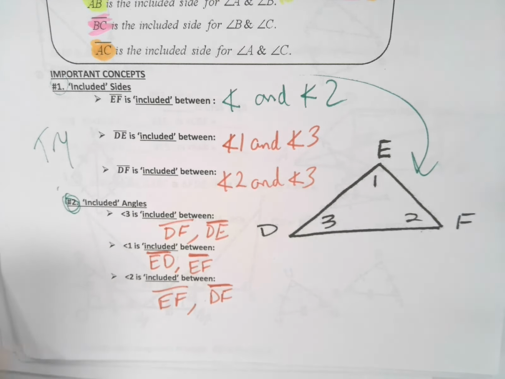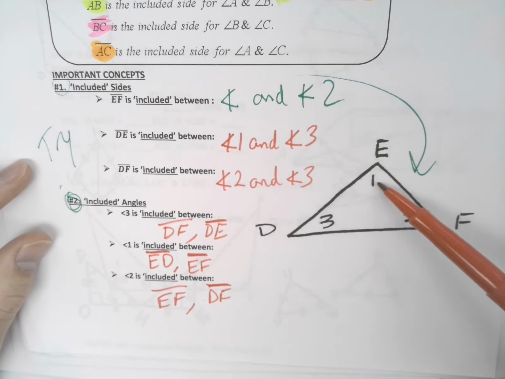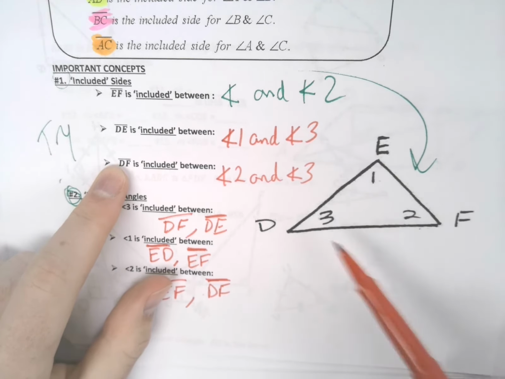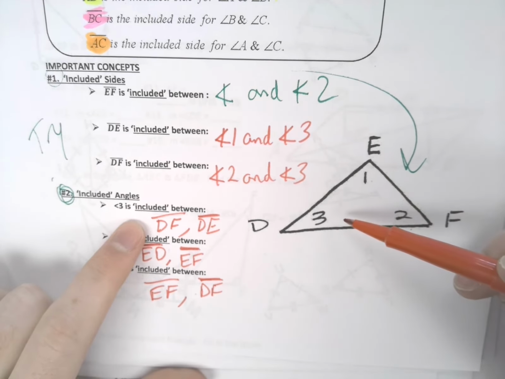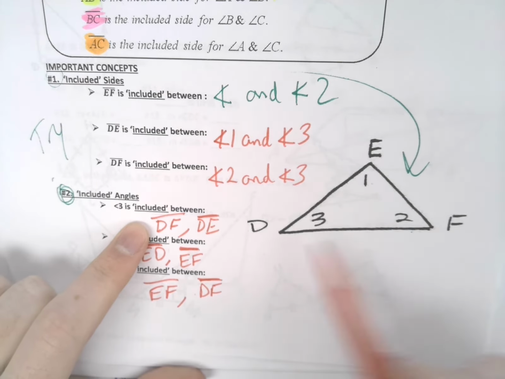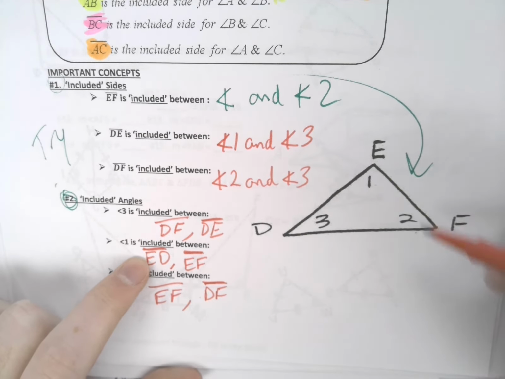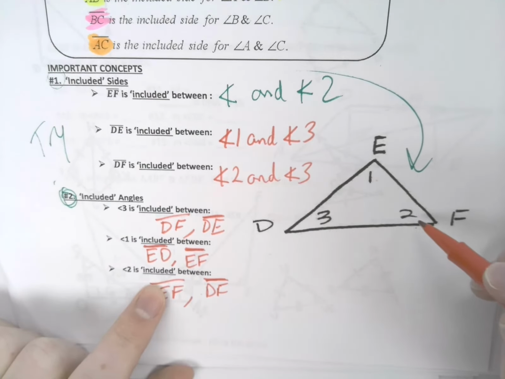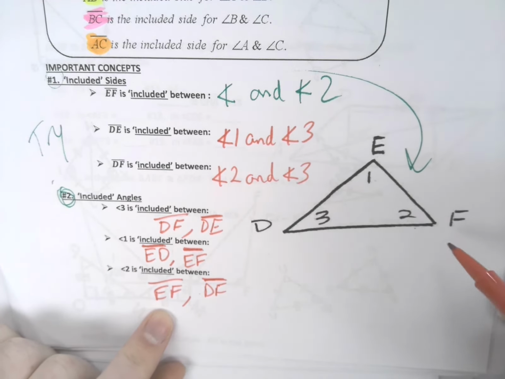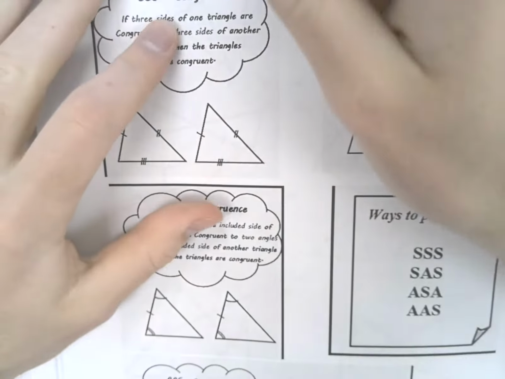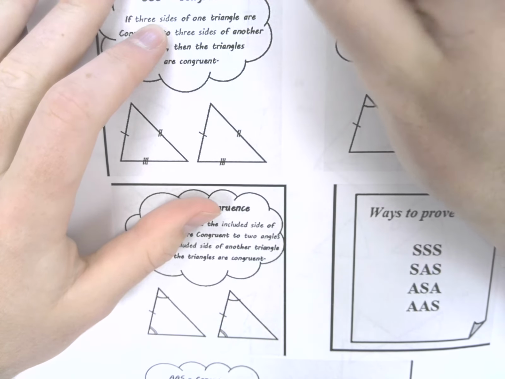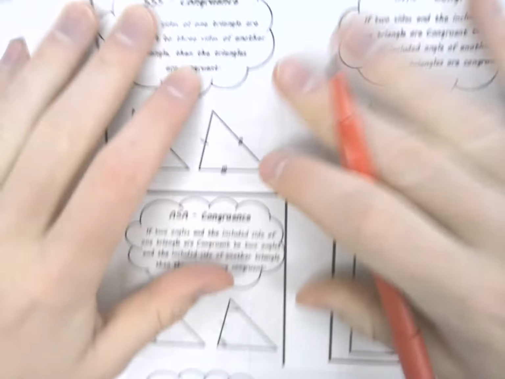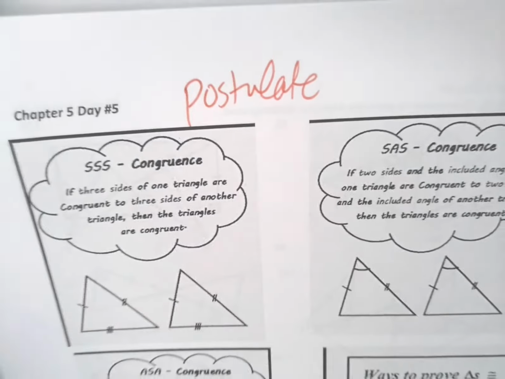Let's see how you guys did. DE is between 1 and 3. DF is between 3 and 2. Angle 3 is included between DE and DF. Angle 1 is included between ED and EF, and angle 2 is included between EF and FD, or DF. Pretty straightforward, guys. What we're going to be talking about next is also pretty straightforward, but it can be a little bit tricky for those of us who aren't great with spatial recognition, kind of like me.